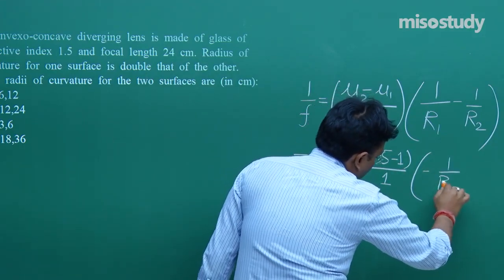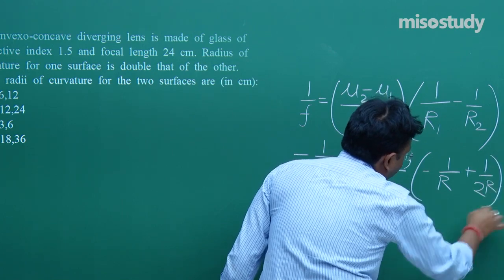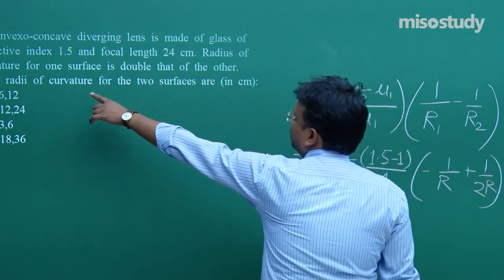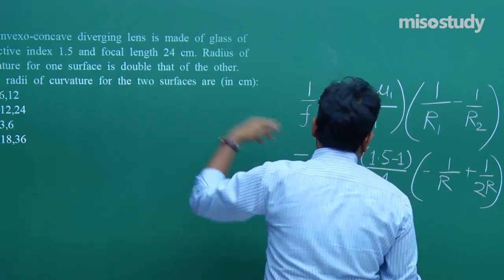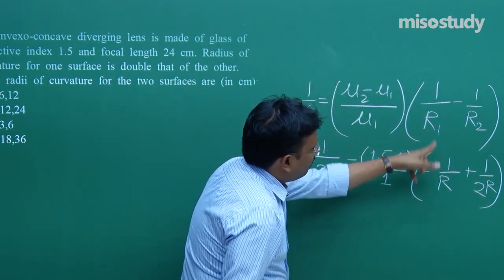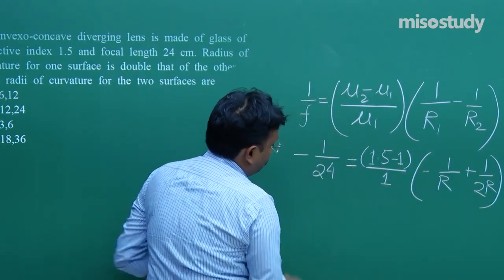Minus 1 upon r plus 1 upon 2r. Now, why did I do it? Because it is mentioned that if one radius is capital R, then another is double of capital R. So, if R1 is R, then R2 is nothing but 2R. Let us try to solve it.